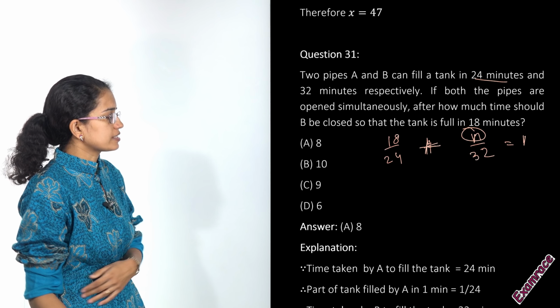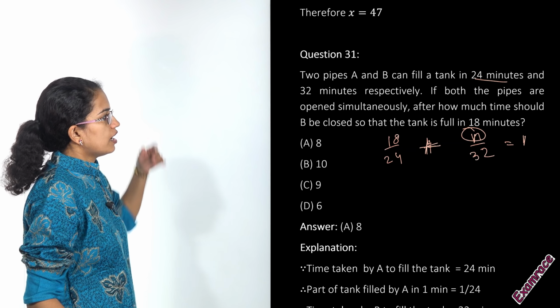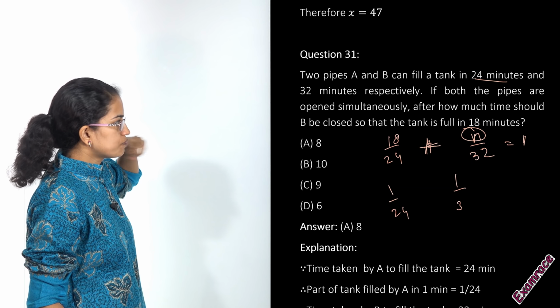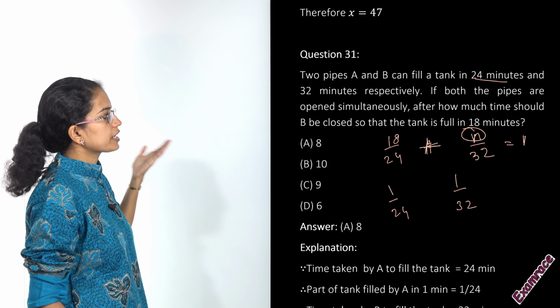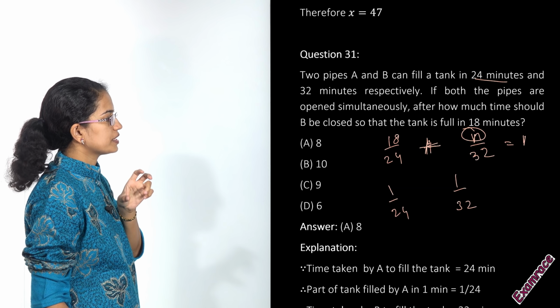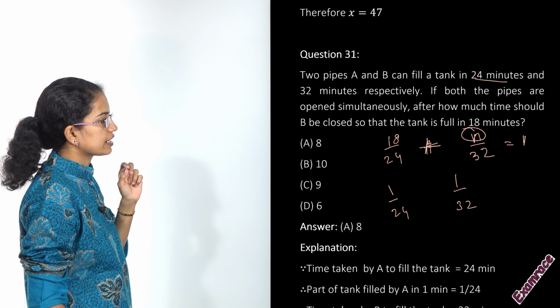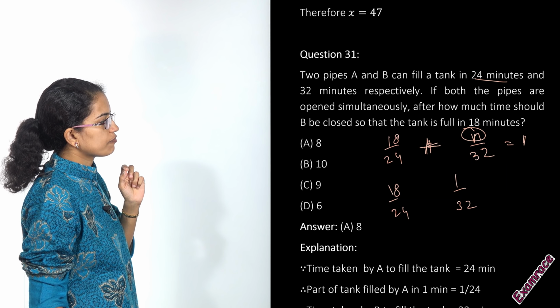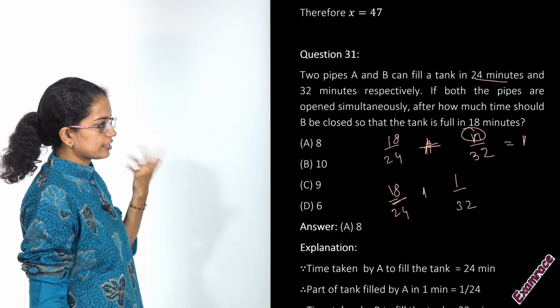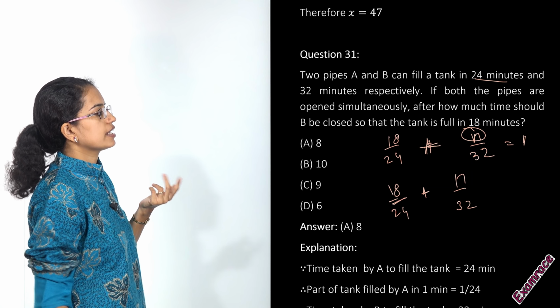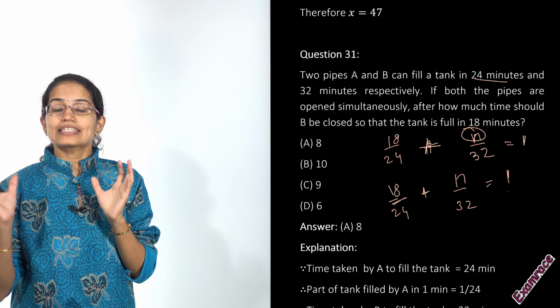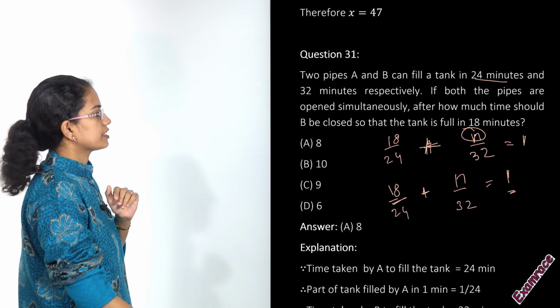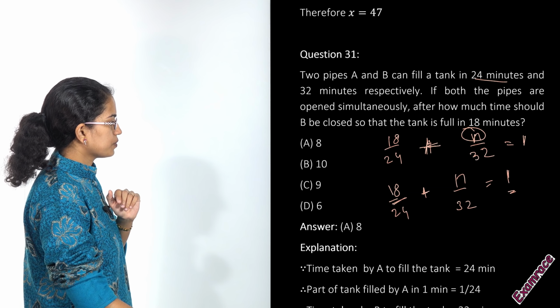You have two tanks, so the time taken to fill tank A in 1 minute is 1 by 24. For B, it's 1 by 32. Now, B should be closed so that the tank is full in 18 minutes. So, the part filled by A in 18 minutes is 18 by 24, and n by 32 for B, and that would be the point where your tank is full, that's 1. So, I calculated for n. So, that's how we do it.